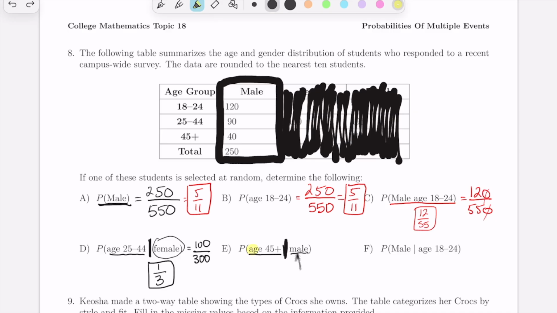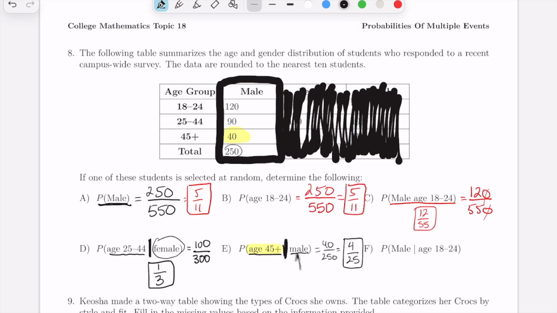So the probability that someone's 45 years old, 40 out of the 250. So this will be 40 over 250. Next, I can divide the top and the bottom by 10 and get 4/25. You can do that on the calculator if you'd like.